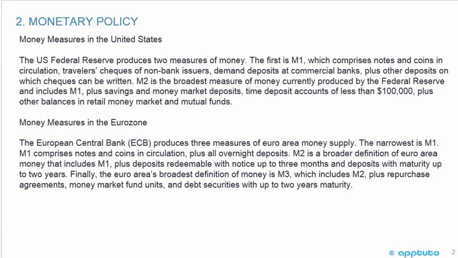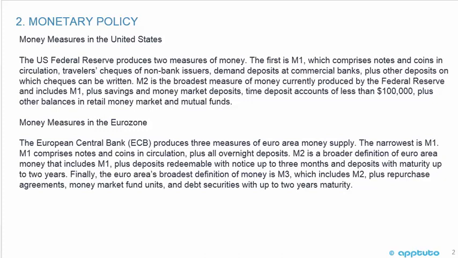The first is M1, which comprises notes and coins in circulation, travelers' checks of non-bank issuers, demand deposits at commercial banks, plus other deposits on which checks can be written. M2 is the broadest measure of money currently produced by the Federal Reserve and includes M1 plus savings and money market deposits, time deposit accounts of less than $100,000, plus other balances in retail money market and mutual funds.